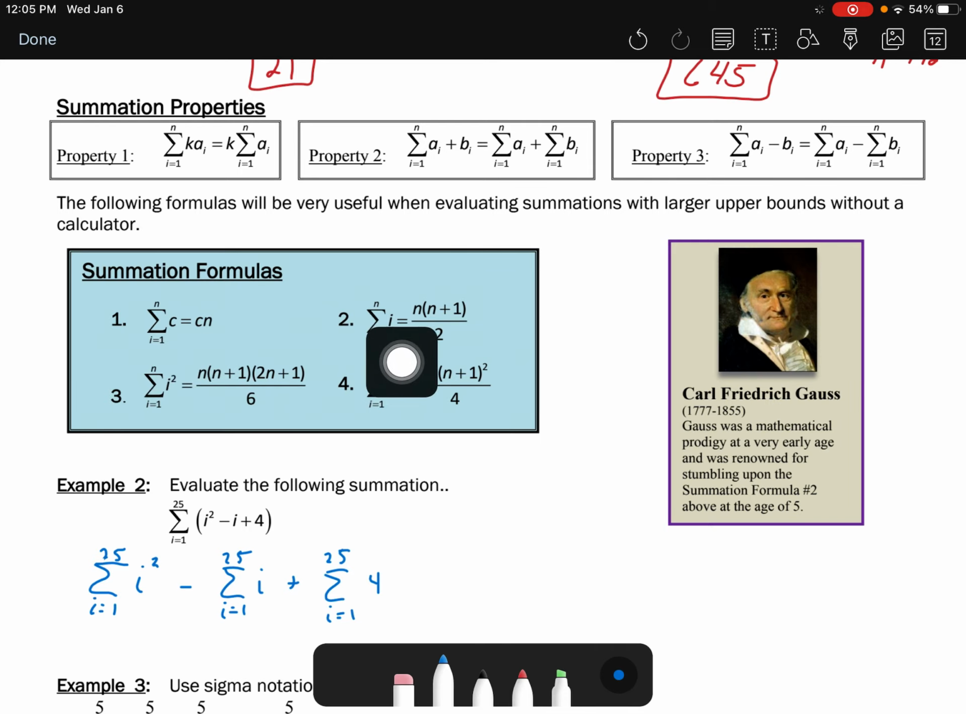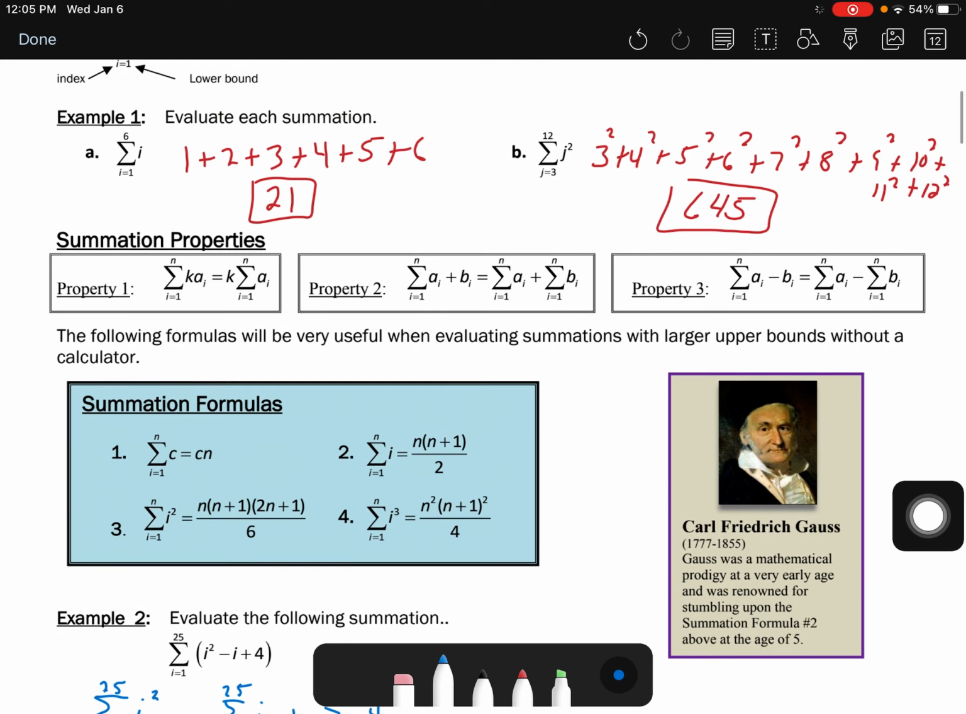Okay. If we have, just like what we had in the first example, if it's just i, in other words, if it's just increasing by 1 every time, okay, so we're going from 1 to 6. This basically just means add all the numbers from 1 to 6 because it's just i. We're not changing them. We're not doing anything with them. Okay, so here's the formula for that one.